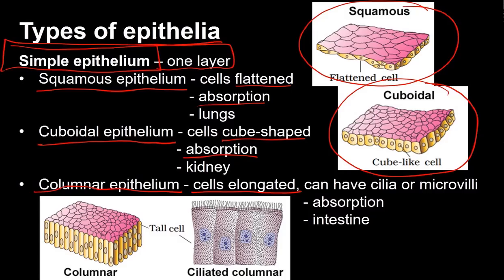Now, interestingly enough, the surface of the cells can have cilia, which are little hairs to move substances, or they can have microvilli, which are there to increase the surface area for absorption, and that is what happens in the intestine.